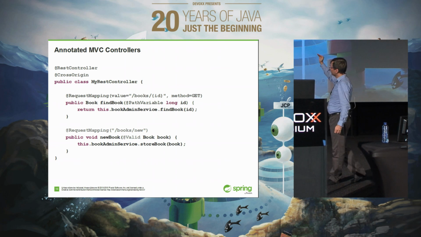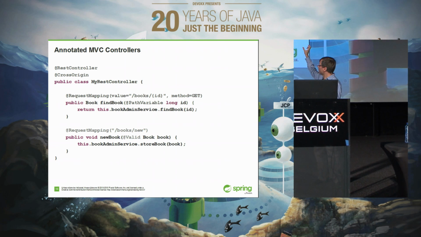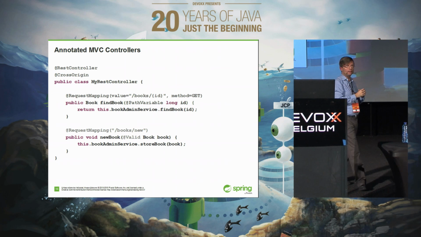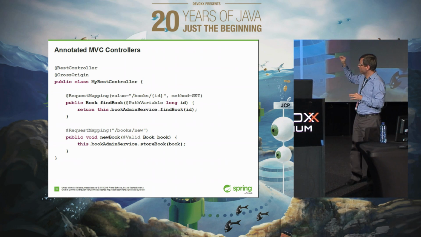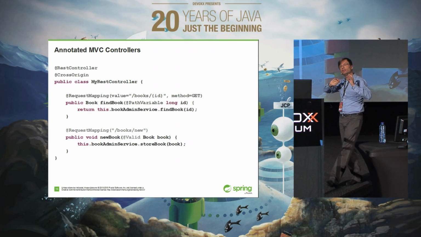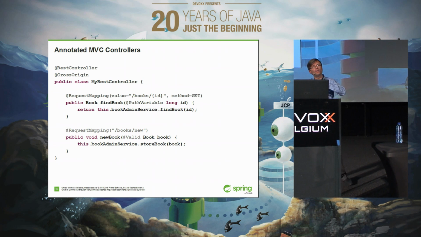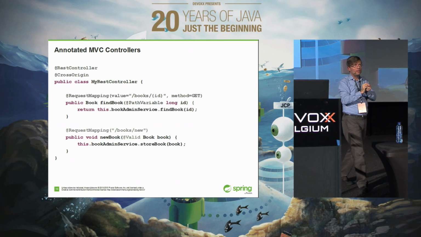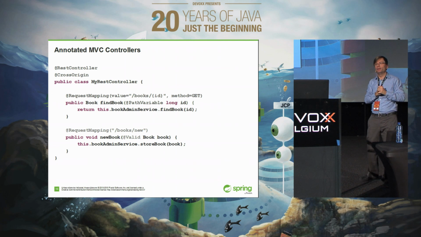In this case, we want to extract the value from the path where we have this id binding variable, this path variable in there. Through the @PathVariable annotation, we are instructing the framework to do the right thing, right? This is a long. I want you to get it out of this path variable with the same name, extract it and convert it for me, please.